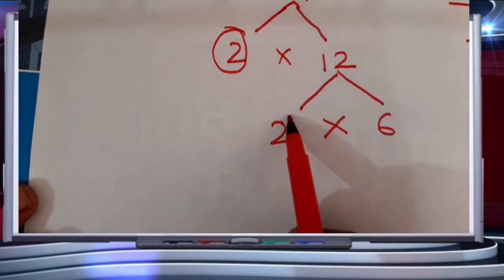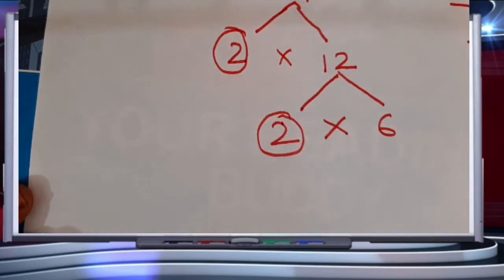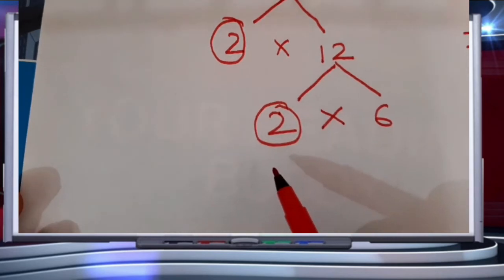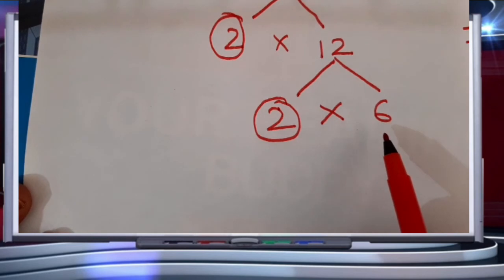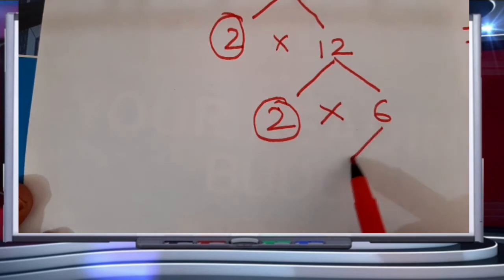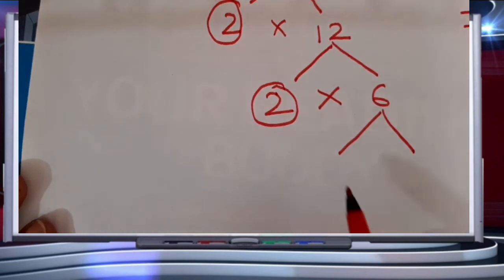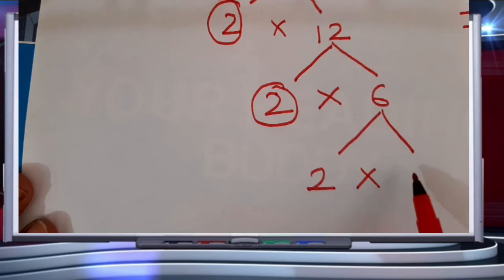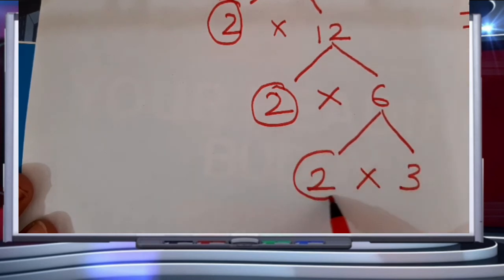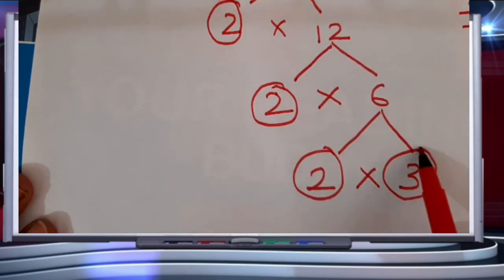2 6s are 12. This 2 is a prime number. I will circle it. It has become my fruit. Now I will go to this 6. Now 6 is a composite number. So I will make 2 branches of number 6. And now again I will go to 2, because my first prime number is 2. So it is divisible by 2. 2 3s are 6. 2 is also a prime number and 3 is also a prime number.